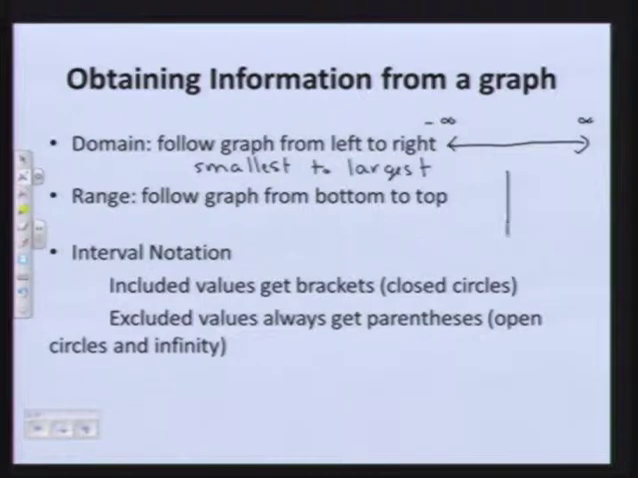The reason for that is your y-axis is vertical. The smallest y values are at the bottom. The largest y values are at the top. That's why we always want to go in that direction when we talk about the range. In interval notation, included values, meaning closed circles, filled-in dots on the lines, all get brackets. Those are all included in the graph. Anything that's excluded, open circles, positive and negative infinity, you would always use parentheses. Infinity is not a number, that's why it's excluded. It just lets us know that the graph goes on forever.